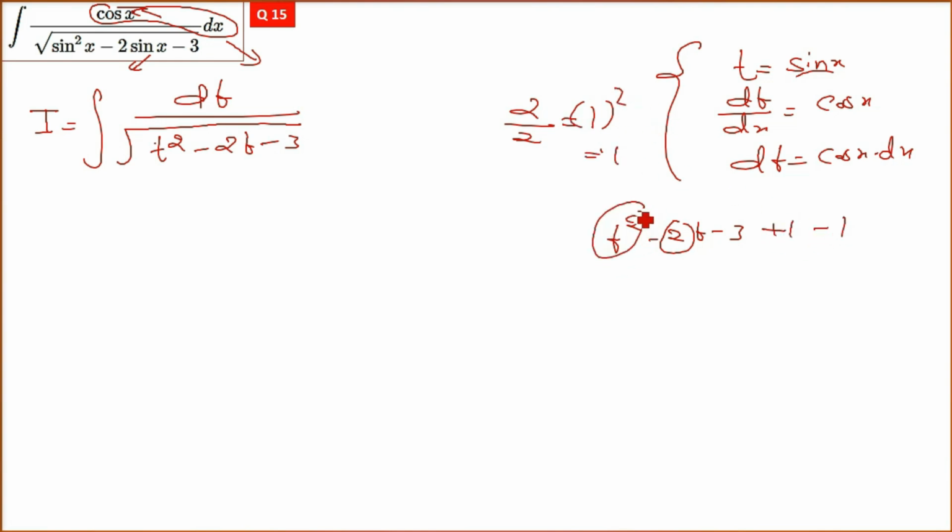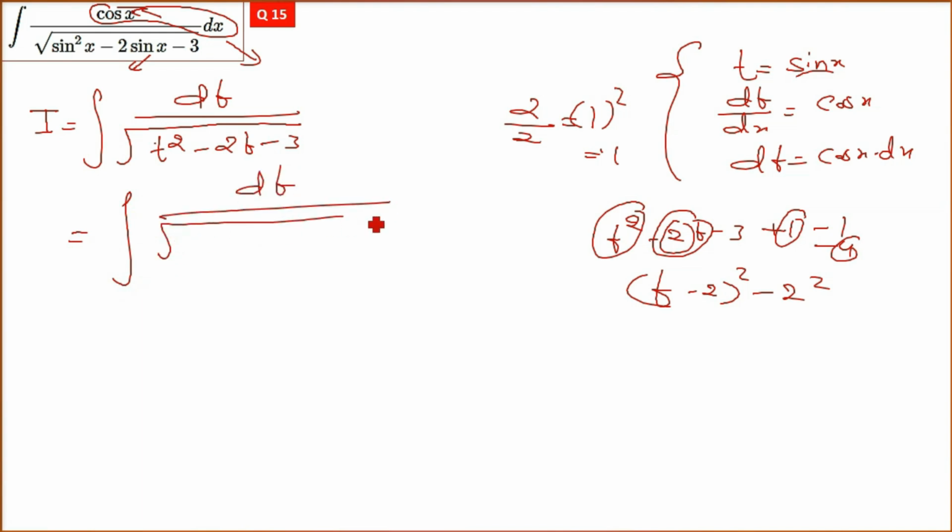So a square plus b square minus 2ab: t minus 2 whole square, minus 3 minus 1. It will be minus 4. So minus 4 will be minus 2 square. It will be a perfect square, and we have the formula for the perfect square. So this will be dt by under root t minus 2 whole square minus 2 square. That is x square minus a square. So we are going to use the formula dx by under root x square minus a square.